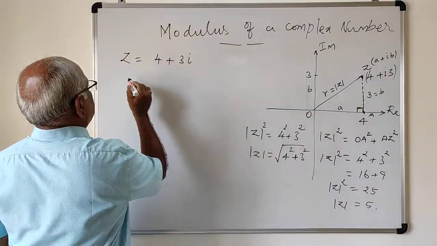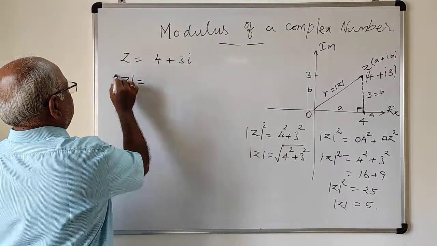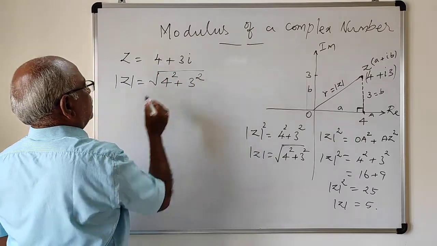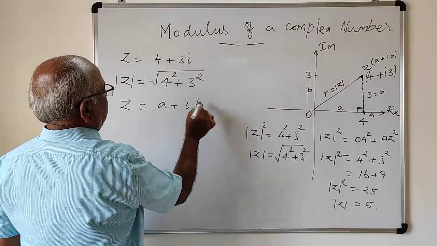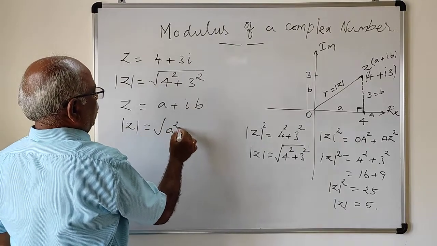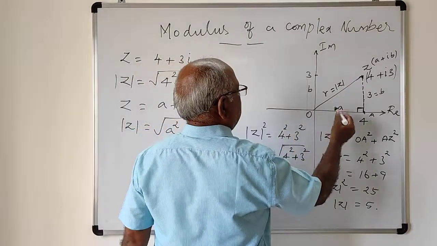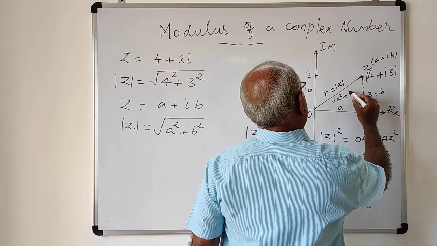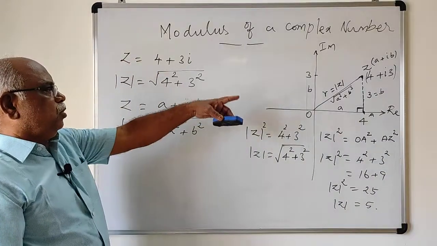Suppose Z is 4 plus 3i, then mod Z is root of real part square plus imaginary part square. Again, generalizing: if Z is a complex number a plus ib, then mod of Z is root of a square plus b square. That is the modulus of the complex number Z.